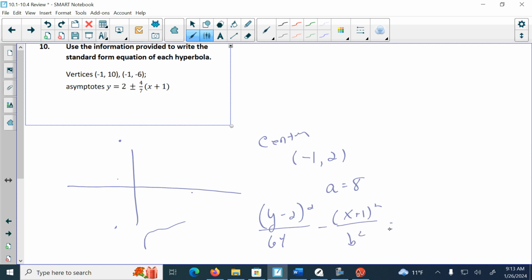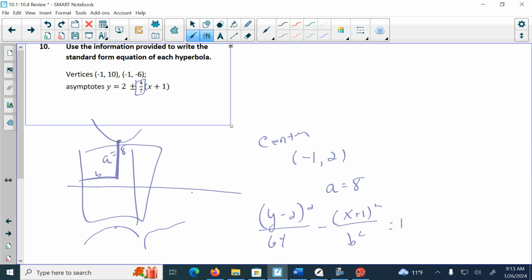I'll write this quickly now. It's equal to 1. They give me the asymptotes. My asymptote slope is 4/7. So remember, when I go to draw this, we just said the branches were opening up and down. When I make my boxes, this is going to be my A. Well, we just said my A was 8. And then this is going to be my B.